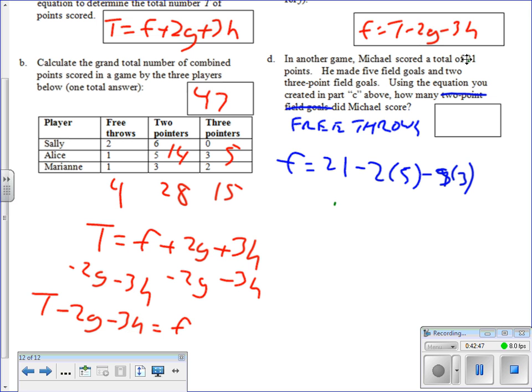3 times 2. I was reading 3.3. My bad. So F equals 5. And it will work with the other one too. My bad. It will work with doing it the other way as well. I was reading the 3-point field goals wrong. I read it as 3 of them rather than 2 of them. Questions?